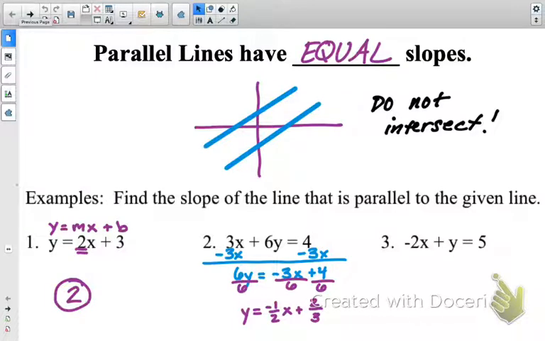Now, it didn't say put the line in slope-intercept form. It says find the slope of the line that's parallel. So the slope of this line is negative 1/2. So the slope of a parallel line also has to be negative 1/2.